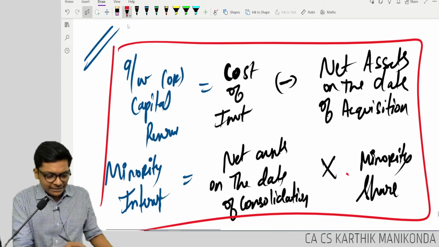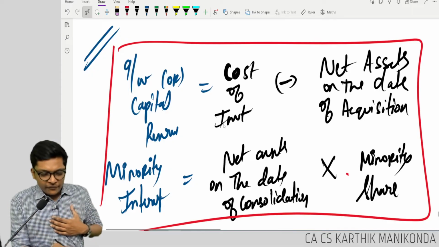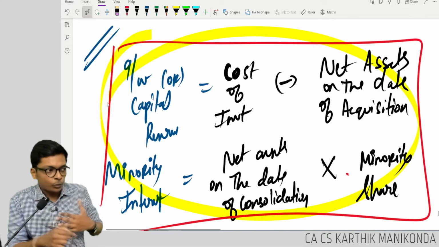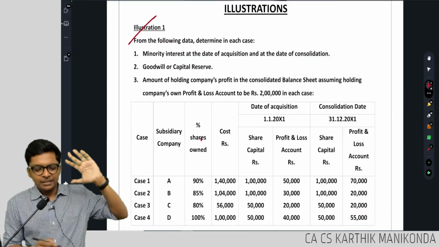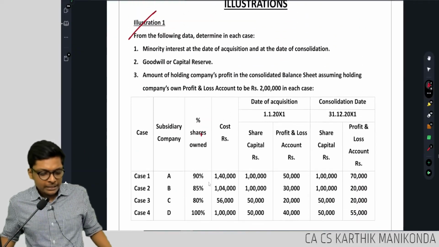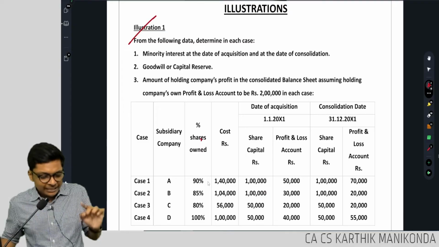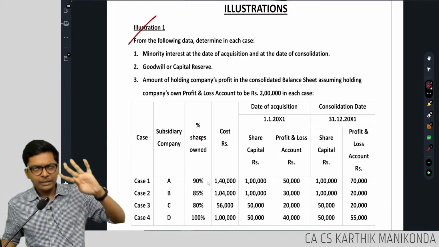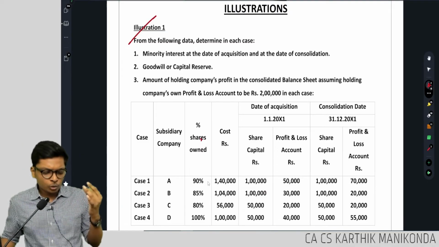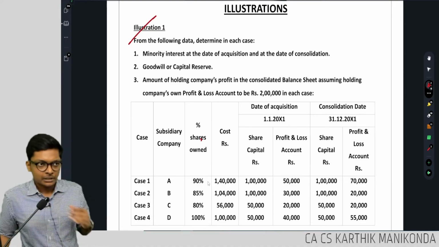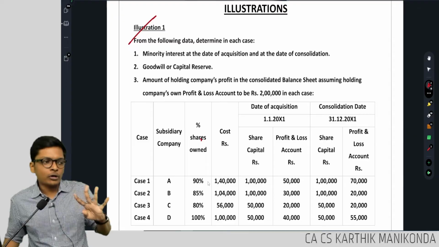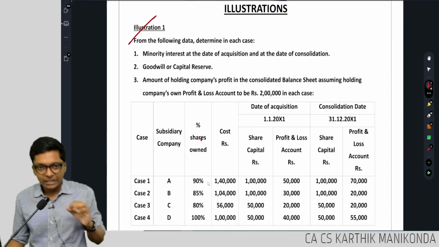Now keeping this equation in mind, how many of you are understanding the entire equation with logic? Now we have to apply it in the exam. Here let's look at the question. They're asking for approximately 12 answers. There are 4 cases. I will do the first case, and you will do the remaining 3 cases.